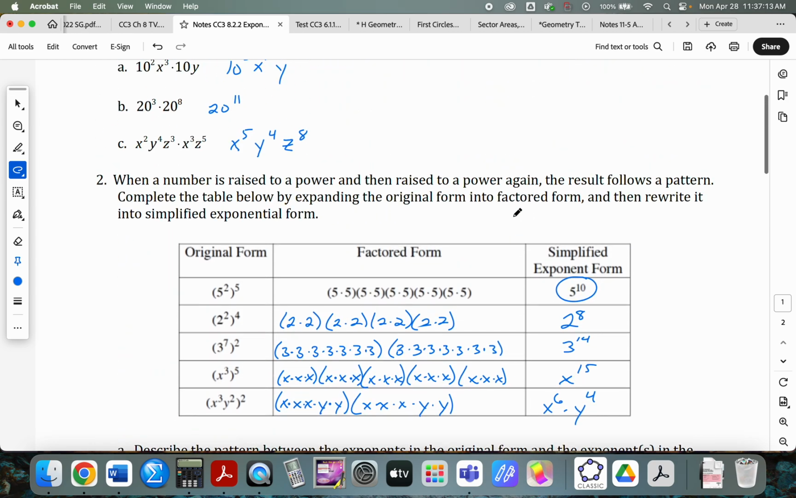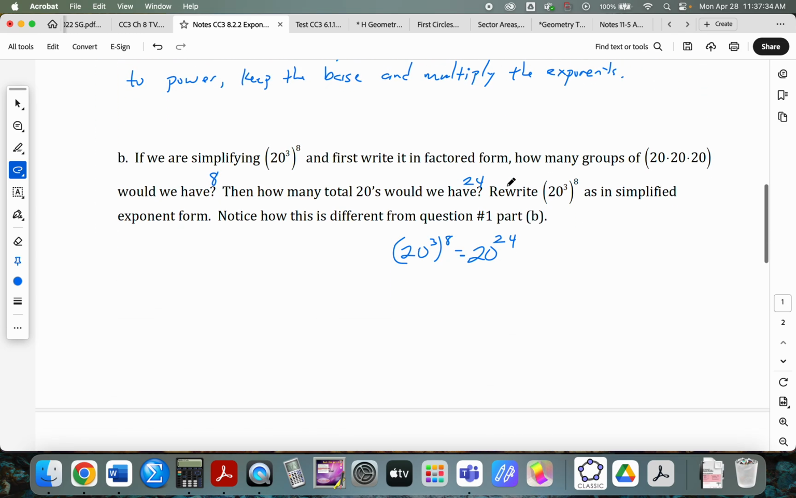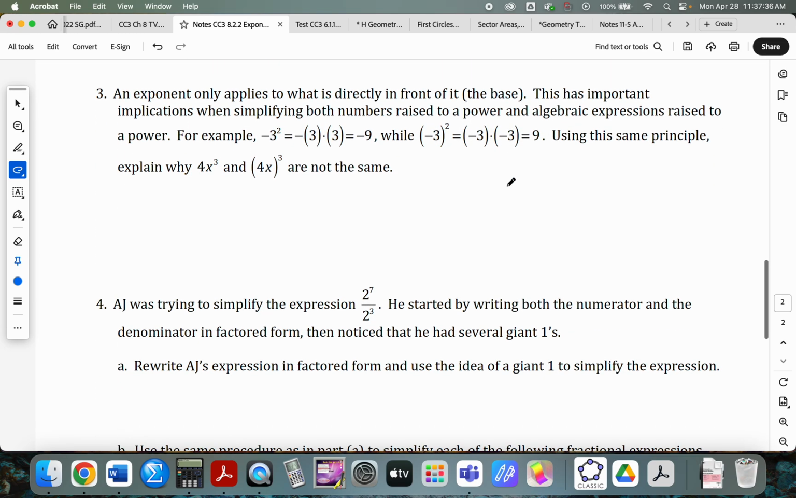Notice they ask, how is that different than 1 part B? Here, are we raising the power to a power? No. We're adding the powers because we're just multiplying these two expressions together. It's not the same rule. All right, let's go on.